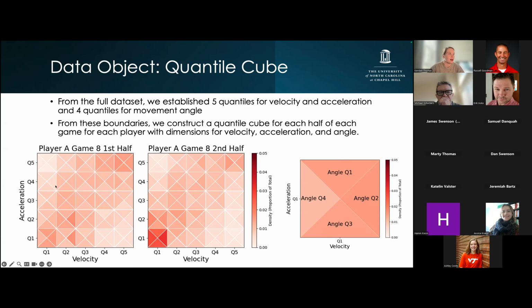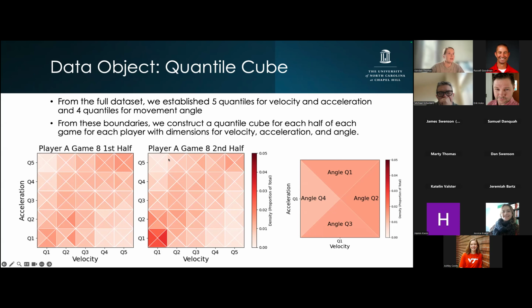So if we take a look here at our cube, our x-axis represents our quantile of velocity. Our y-axis represents our quantile of acceleration, and then the little triangles actually represent our different angles of movement. So if we look at our Q1 here, that represents going forward, and this represents going right, and then going backwards and going left. So for example, if we look at this top right corner here, the density or the shading represents the proportion of time that we spent running forward at the Q5 level or 5th quantile of our velocity and 5th quantile of our acceleration versus moving right or left and those types of things.